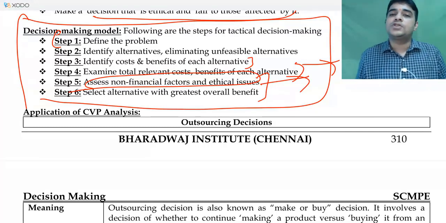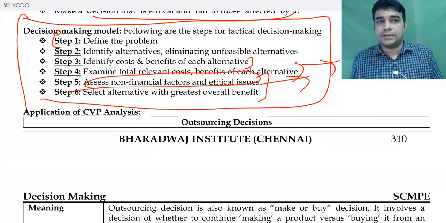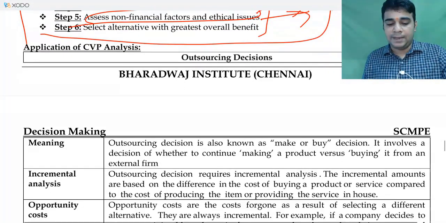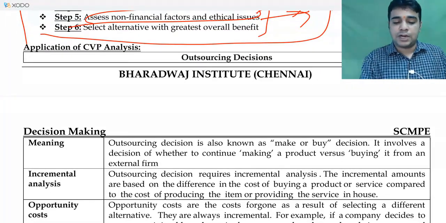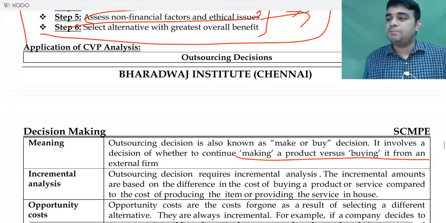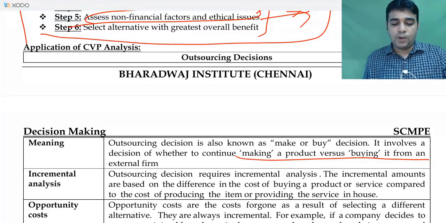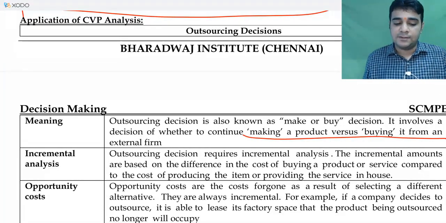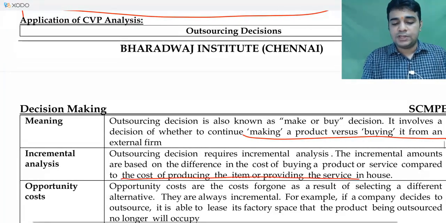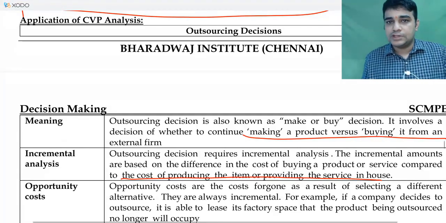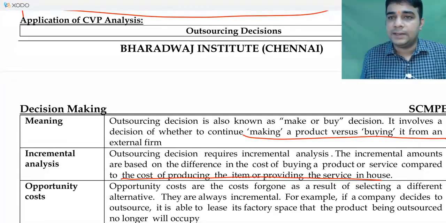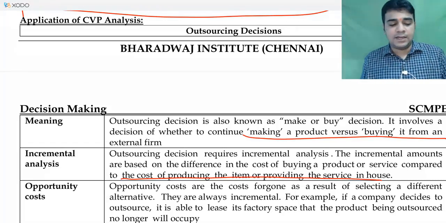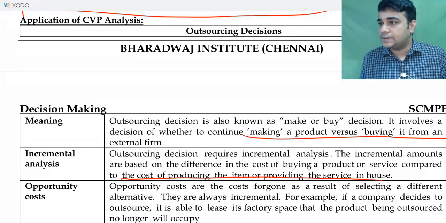So under an outsourcing decision, we also need to take into consideration the qualitative factors. Outsourcing decision is also known as make or buy decision. It involves deciding whether to continue making a product versus buying it from outside. It will involve incremental analysis, the difference in the cost of buying a product or service compared to the cost of producing the item or providing the service in-house. So you will have to compare the cost of making the product with the cost of buying the product. There can also be certain opportunity costs which come into consideration.